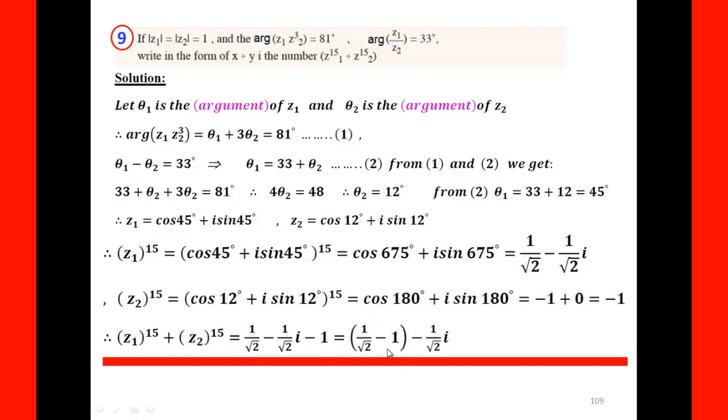So Z1 power 15 plus Z2 power 15 equals 1 over root 2 minus 1, which is the real part, minus 1 over root 2 i. Here we collect the real parts, 1 over root 2 minus 1, it is the real part. Minus 1 over root 2, and this is the imaginary part.